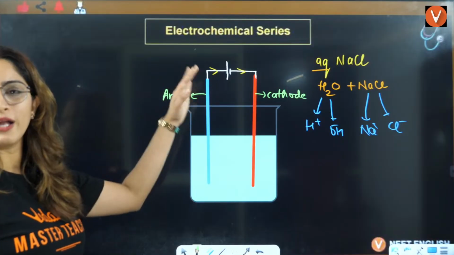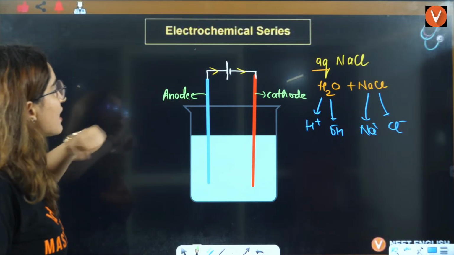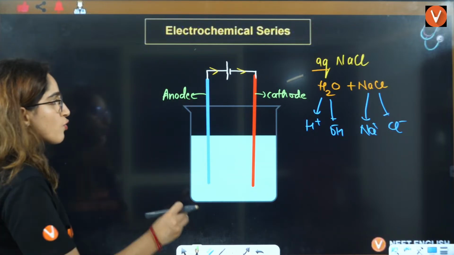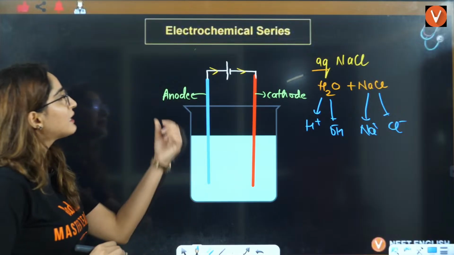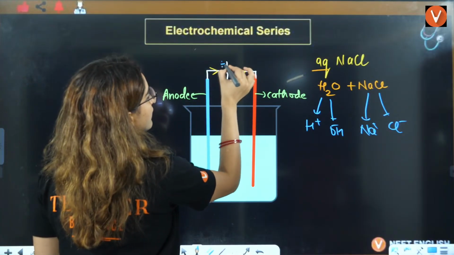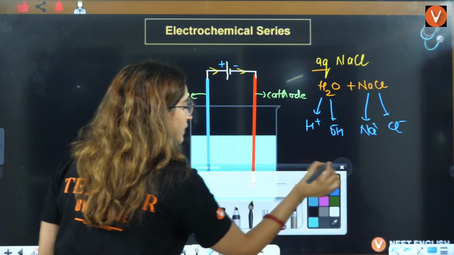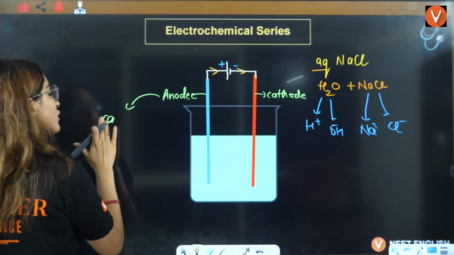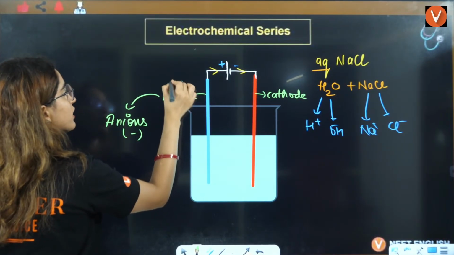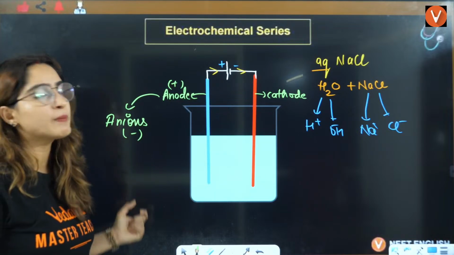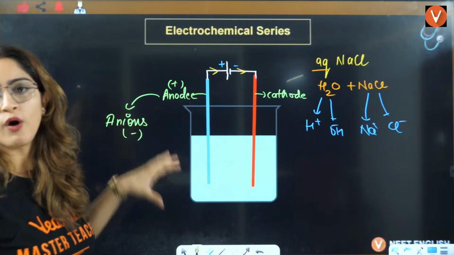Now, on the anode, there is always a loss of electrons, right? So what will happen at the anode? Which ion should go towards the anode and which ion should go towards the cathode? A simple reason is that the anode is positive here and this is negative. So on the anode side, you will always have anions, right? Why? Because anions are negative and the anode is positive. So these negative anions will be attracted towards the anode, and hence all the anions will move towards the anode.